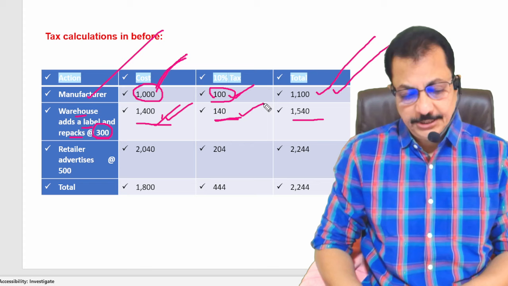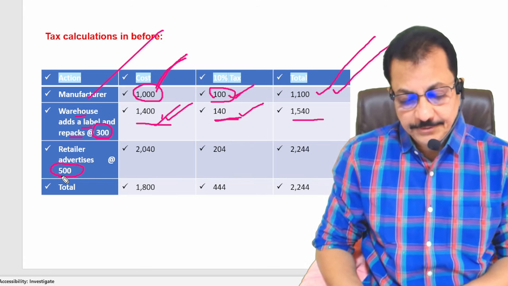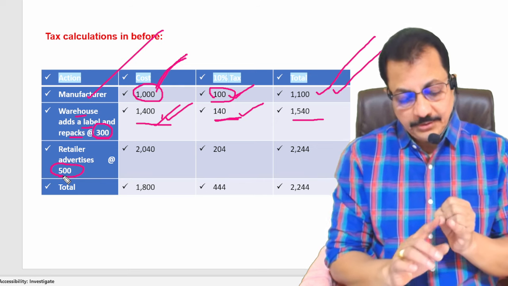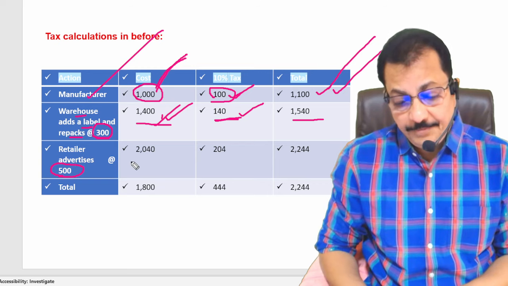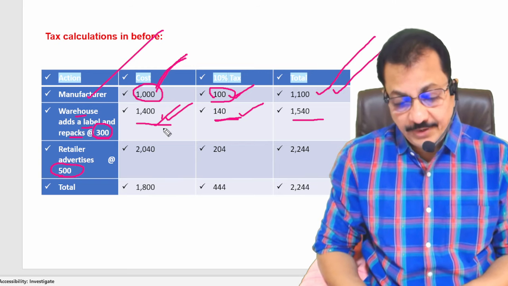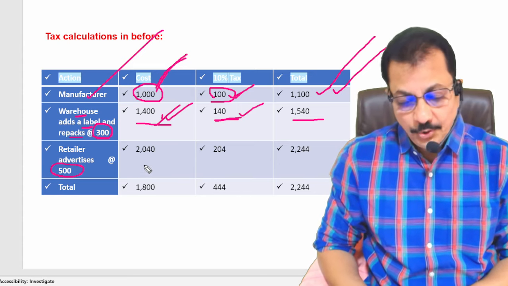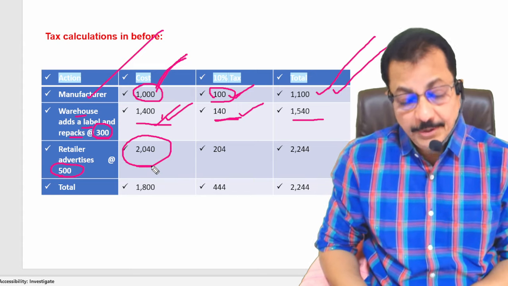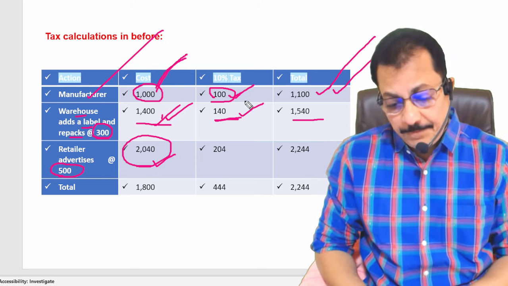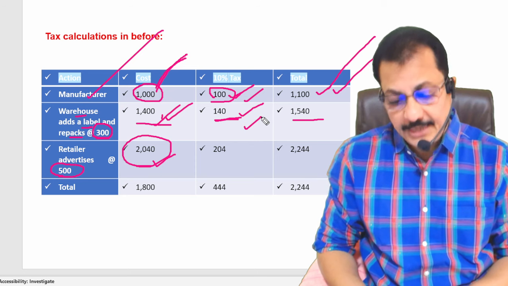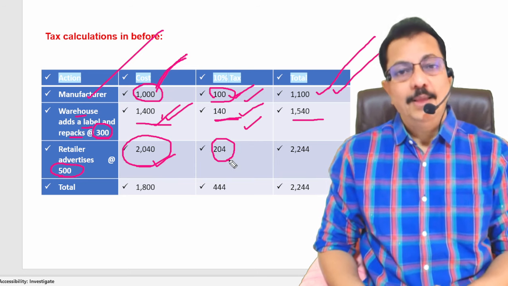Now come to the third stage. When it goes to the retailer advertises, this is costing 500 rupees, right? So what you should do, 1000 rupees plus 300 plus 500 should be added. But instead here you are adding 300 rupees to 1100 and it is becoming 1400. To this 1540 you are adding 500 and this is becoming 2040, right? This 2040 has got 10% of the tax plus 10% of the tax here, and again on this one you are charging 10%. Hope you are getting this.